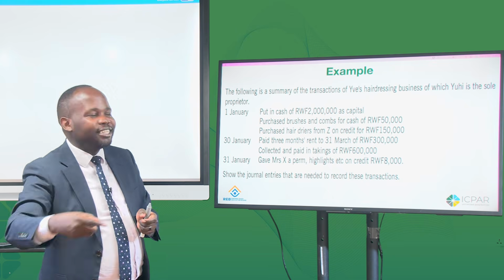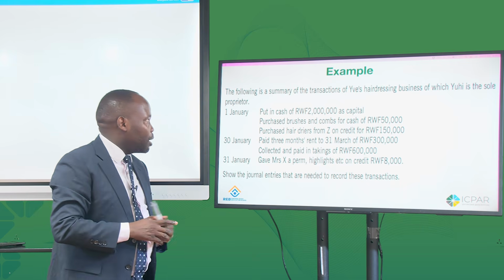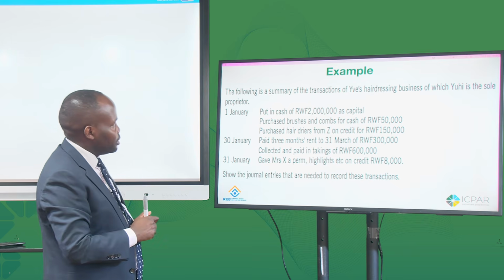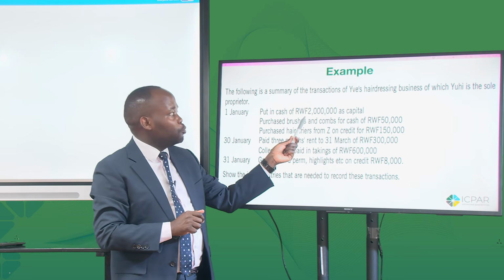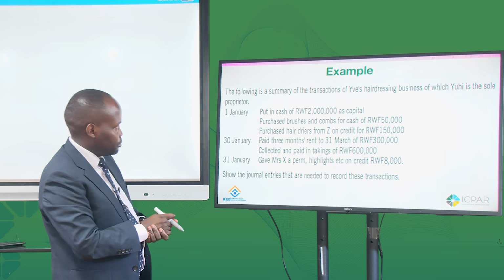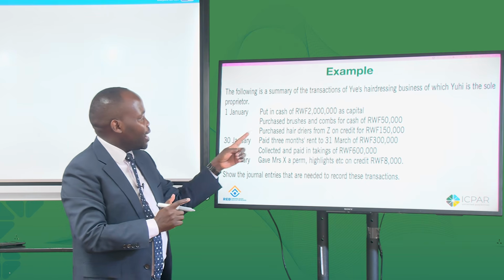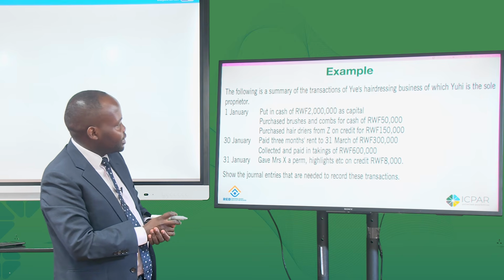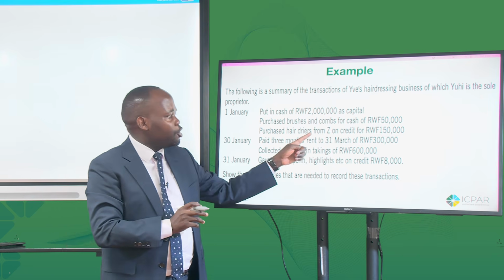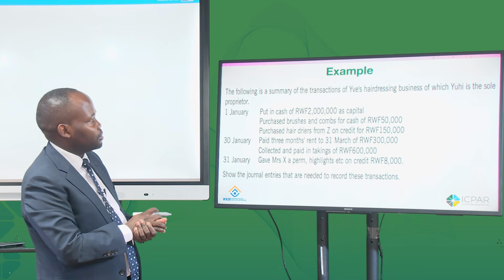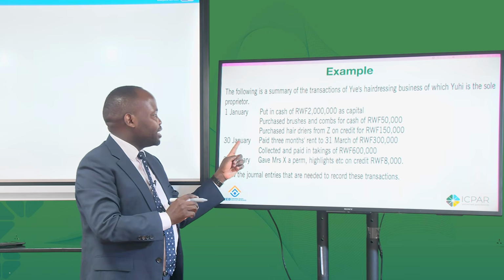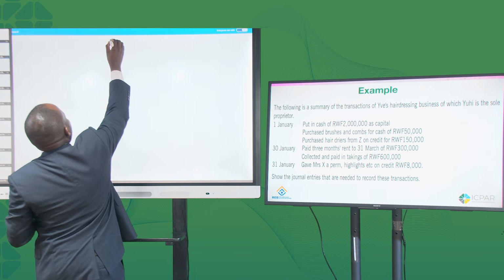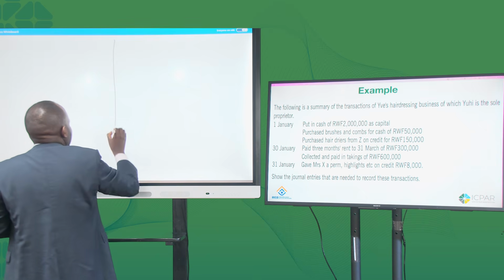He is the owner, the sole proprietor. So what does transaction number 1 read? On 1st January, they put in cash of 2 million as capital. On the same date, purchased brushes and combs for cash, and purchased a hair dryer from Z on credit. And then next, on 30th January, paid 3 months rent. So I'll have a number of journal entries.